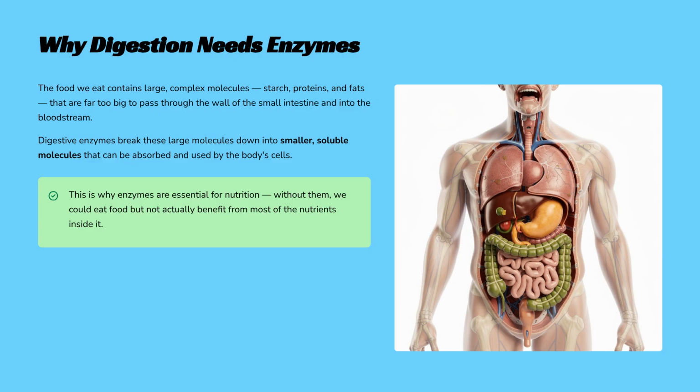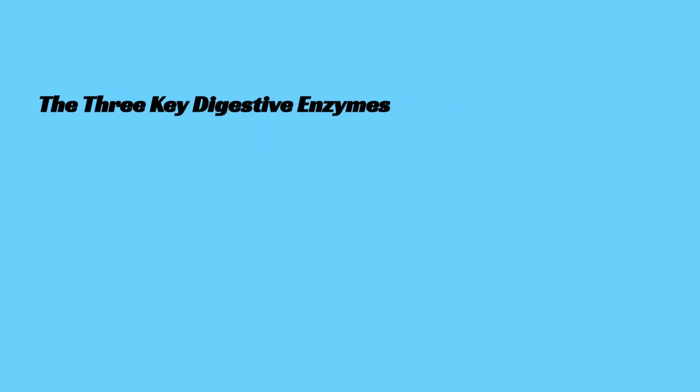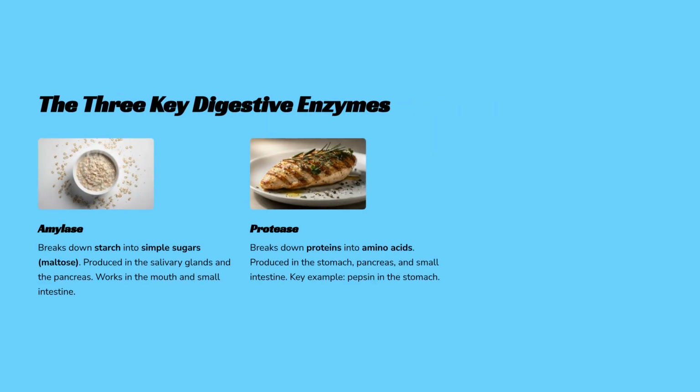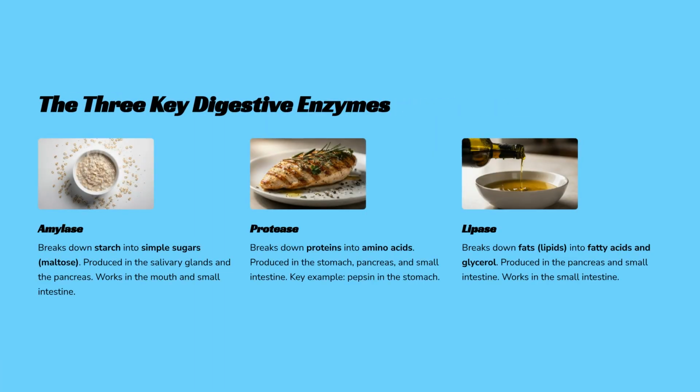Digestion requires enzymes because the complex food molecules we eat, starch, proteins, and fats, are too large to pass through the intestinal wall. Digestive enzymes break them down into smaller, soluble molecules like glucose, amino acids, fatty acids, and glycerol for absorption. The 3 key digestive enzymes are amylase, protease, and lipase. Each is specific to a different type of large food molecule.